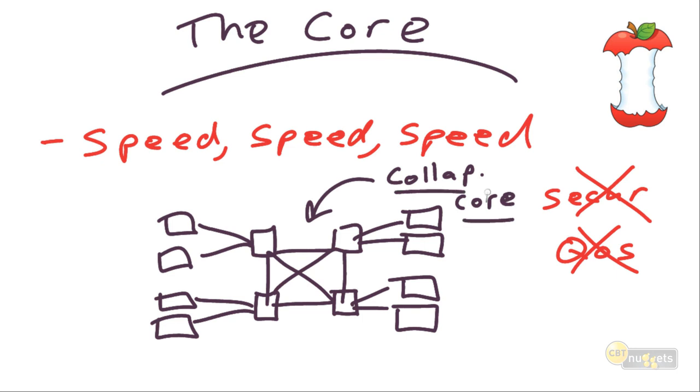Okay, so in some organizations, they'll say, you know what, we're not going to design a separate core infrastructure. Instead, we're going to collapse the core into the distribution layer, and that's going to be how we implement that core layer in all actuality.